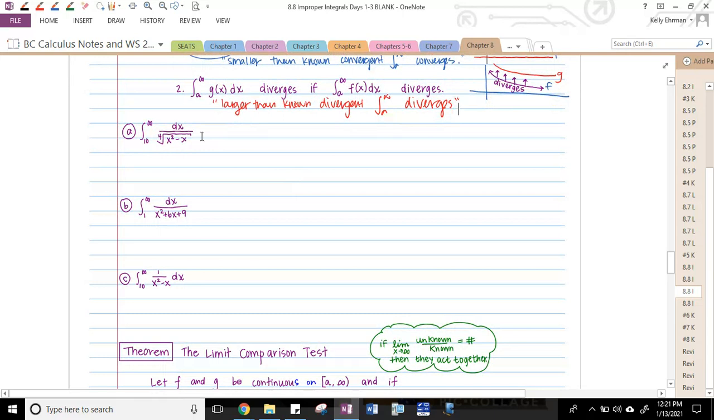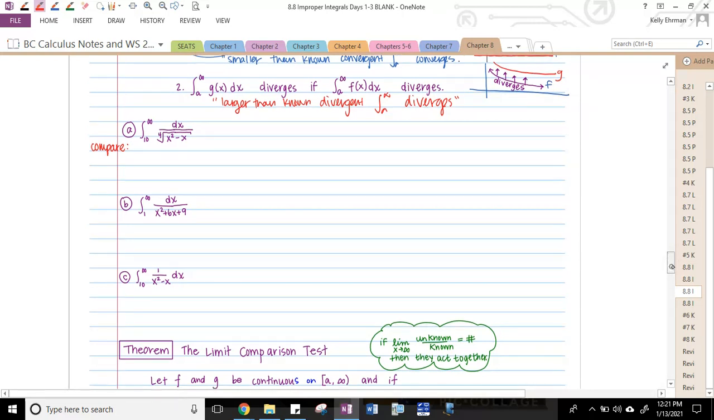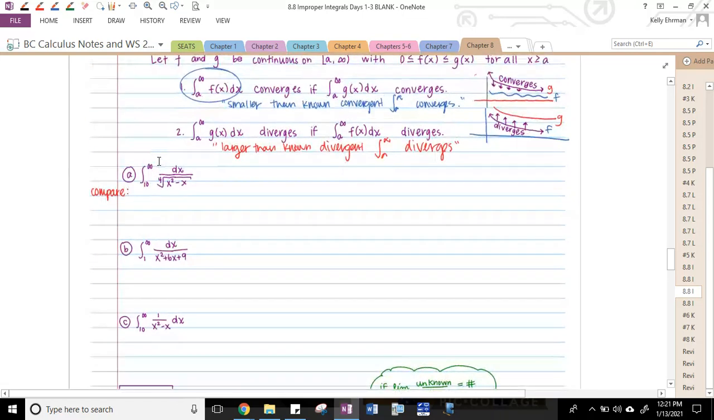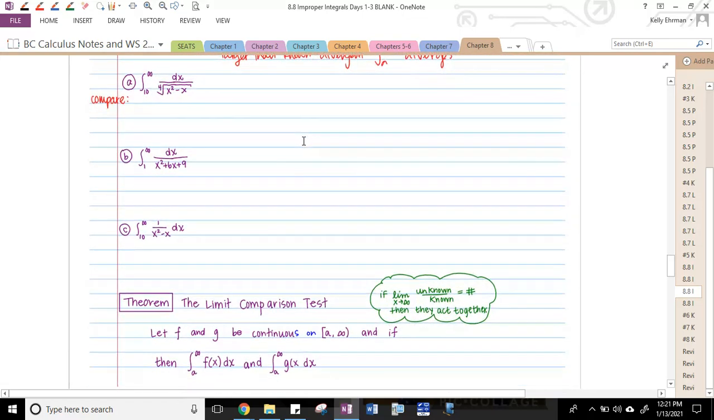All right, so what do we know? This is not a p integral, but can we compare it to a p integral? So I always write my comparison here. And what's required on the AP test? I haven't found any scoring guidelines that require you to show what you're comparing specifically like this, but I think it's a good habit to get into because they're not always explicit in what exactly they want to see.